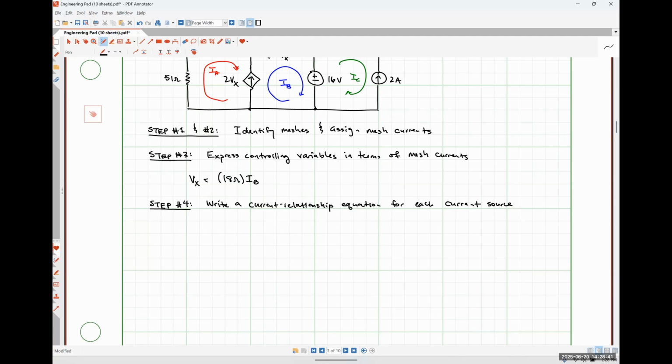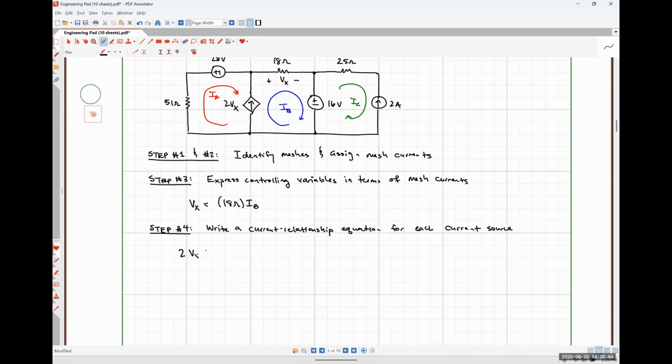Okay. So I'm going to start with the 2Vx source here. Our current relationship equation is going to be pretty simple. Whichever mesh current is flowing in the same direction as the current source gets a plus sign, and whichever mesh current is flowing in the opposite direction of the current source gets a minus sign. So since this 2Vx source is shared between meshes A and B, we're going to have either IA minus IB or IB minus IA. So I'd like one of you to tell me which of those two options it is. IB minus IA. Exactly right. Thank you.